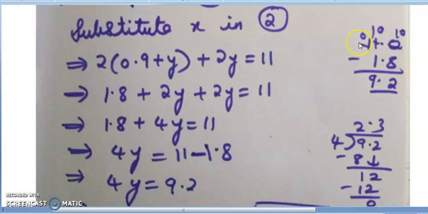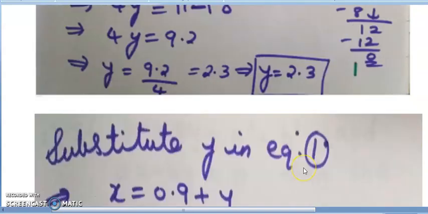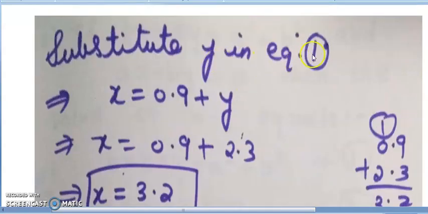Okay, this will become 0, this will become 0, then this will become 10 and this will become 10. So 10 minus 8 is 2 and 10 minus 1 is 9. So 9.2. So y is equal to 9.2 by 4. If I divide here, I'm getting 2.3. So y is equal to 2.3. So then I will substitute the value of y in the first equation.